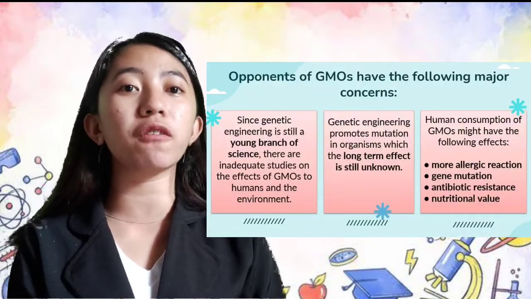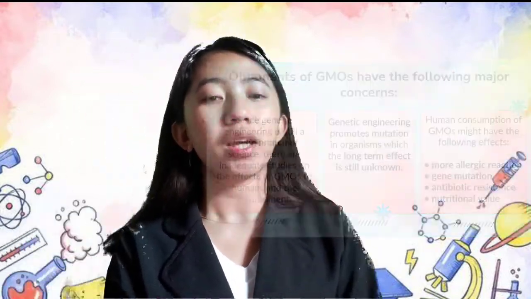Now let's continue to the potential risks of GMOs. Despite the promising claims of GMOs, the opponents of GMOs claim otherwise. For example, there are studies that show a link between the adoption of pesticide-resistant GMO crops and the significant growth of super weeds that became pesticide-resistant too.